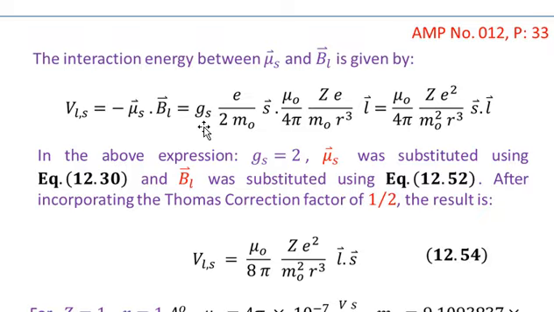And you know that mu s has a value equal to minus gs times e over 2 m naught into vector s. So the negative sign has been cancelled out, and there is a dot product with the value of Bl, which I have shown. I have taken all the scalar quantities on the left hand side, which is mu naught over 4 pi into Z e square over m naught square into r cube, and the vector quantity on the right hand side, which is s dot l. You can also write it as s dot l or l dot s, because this is a scalar vector product. In the above expression, gs is equal to 2, so I have used the value gs equal to 2 in this expression.